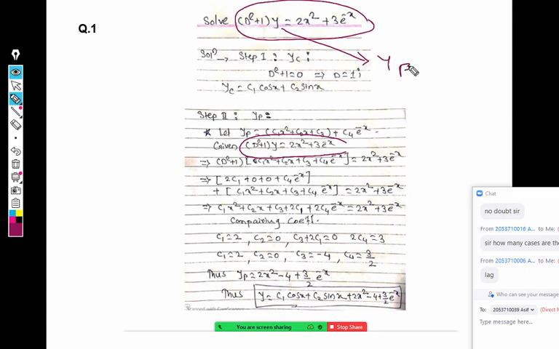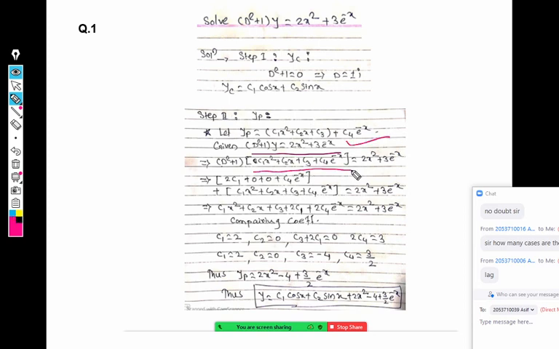So d square plus 1 of y is equal to this. This is the given equation. So just replace yp here. Now write the second derivative of the first bracket, and plus 1 times yp as it is. Then collect like terms together: terms of x square, terms of x, constants, and exponential. Then we have to compare the coefficients.